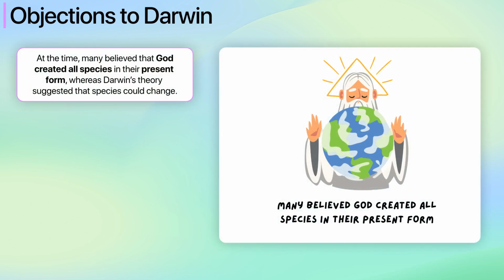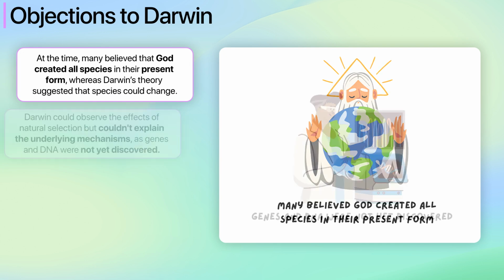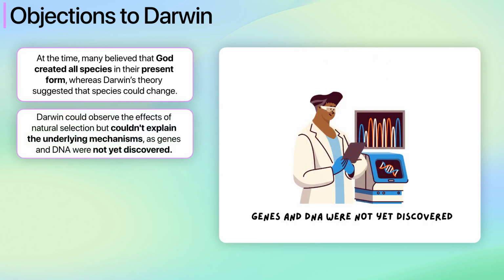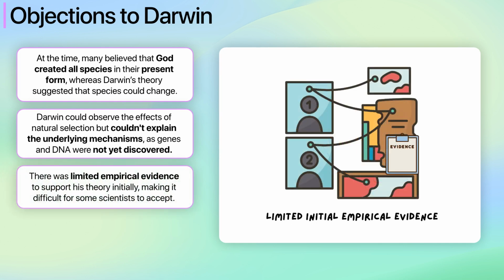Darwin's ideas caused significant controversy for several reasons. Firstly, at the time, many believed that God created all species in their present form, whereas Darwin's theory suggested that species could change and were not immutable. Secondly, Darwin could observe the effects of natural selection, but couldn't explain the underlying mechanisms, as genes and DNA were not yet discovered. Thirdly, there was limited empirical evidence to support his theory initially, making it difficult for some scientists to accept.